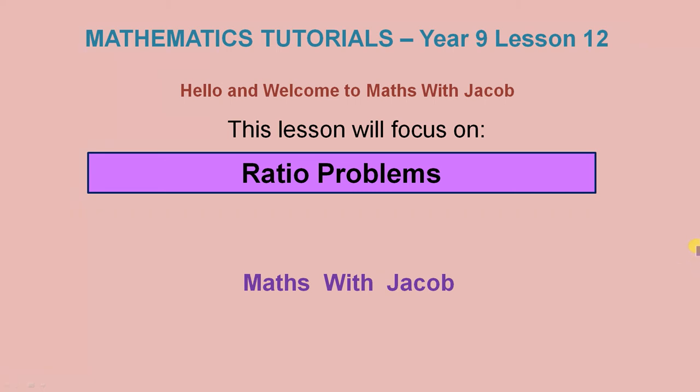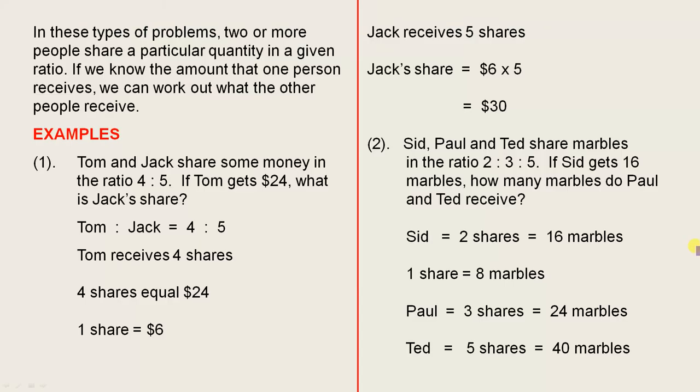This lesson will focus on ratio problems. In these types of problems, two or more people share a particular quantity in a given ratio. If we know the amount that one person receives, we can work out what the other people receive. Let's look at some examples.